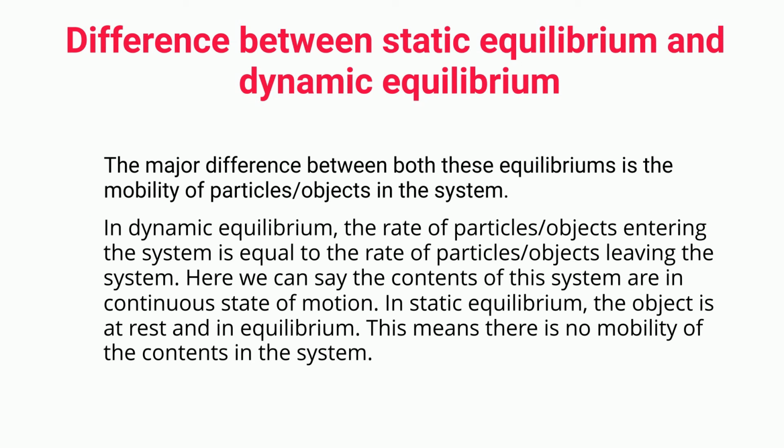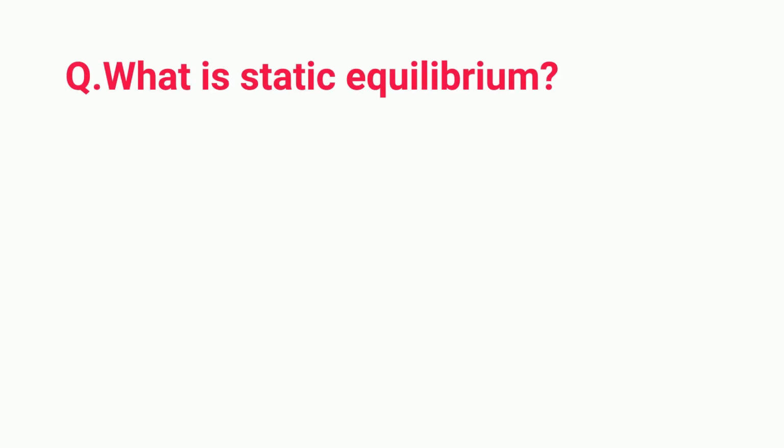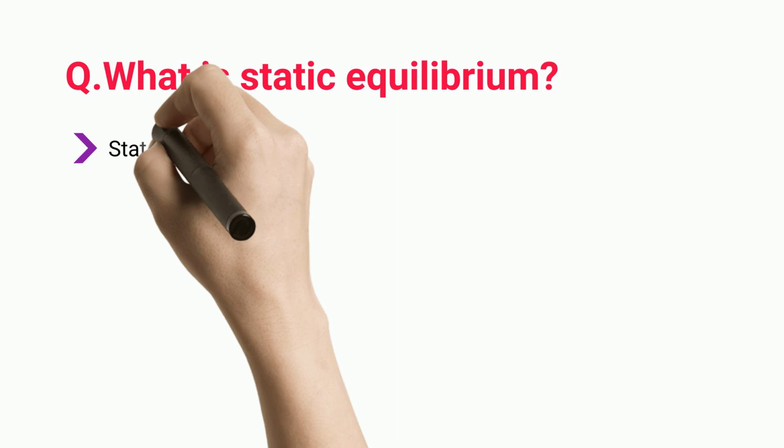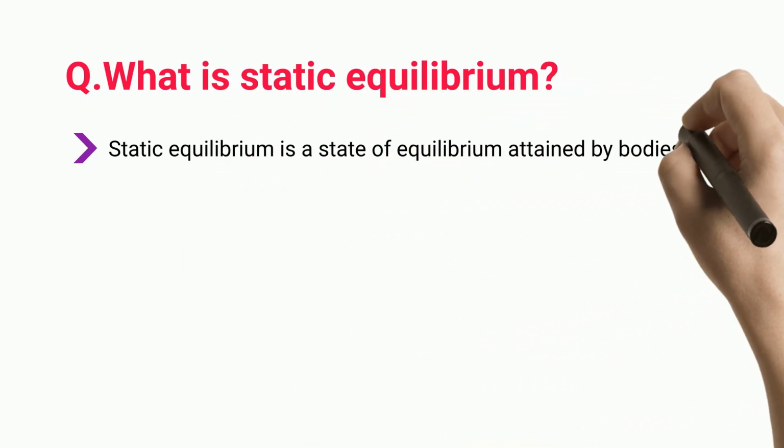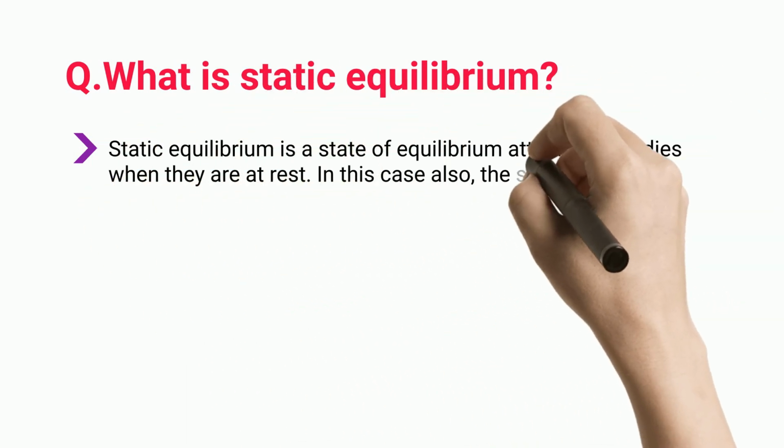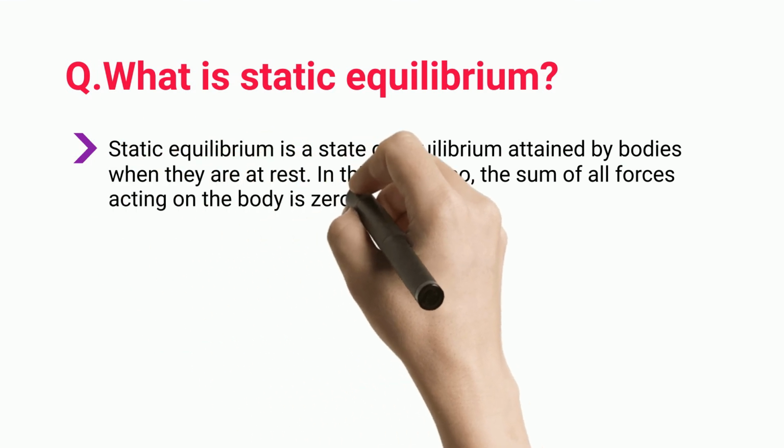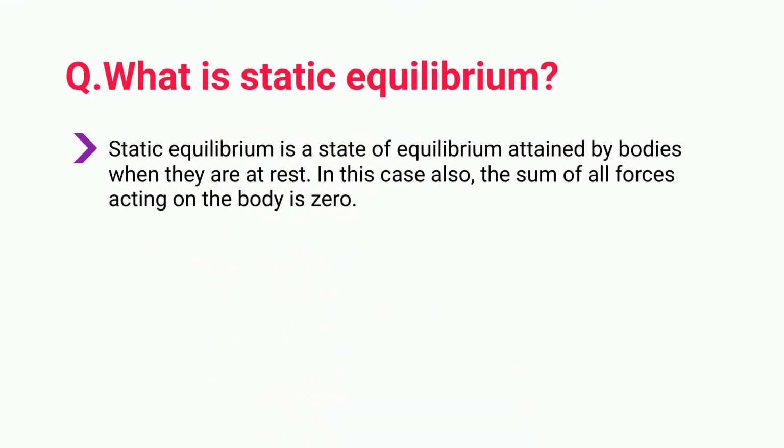What is static equilibrium? Static equilibrium is a state of equilibrium attained by bodies when they are at rest. In this case also, the sum of all forces acting on the body is zero.